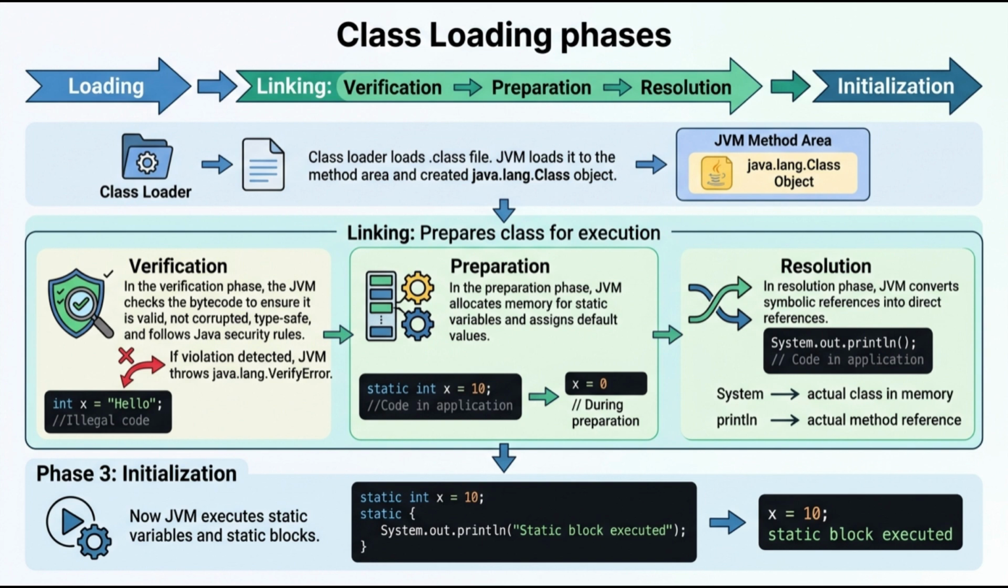In loading, the class enters memory and JVM creates its representation. Linking has 3 parts: verification checks if your code is valid and safe. If something is wrong, execution stops. Preparation creates memory for static variables, but only default values are assigned. Resolution connects all references to actual memory locations. Initialization assigns the actual values, and static blocks run.